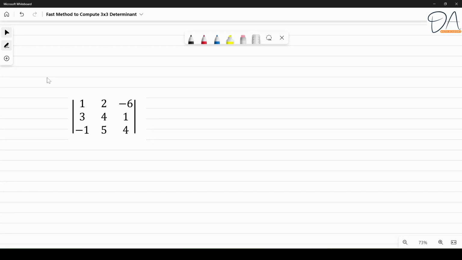In this video, we'll learn about a shortcut to compute a 3x3 determinant. So let me show you this shortcut. Let's say we want to compute the following 3x3 determinant.